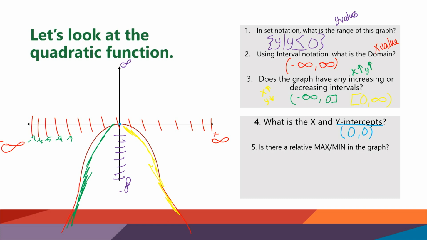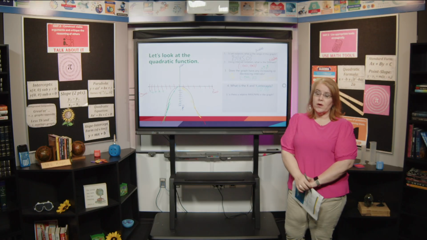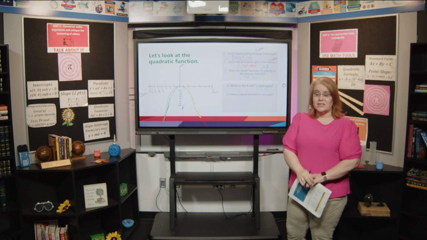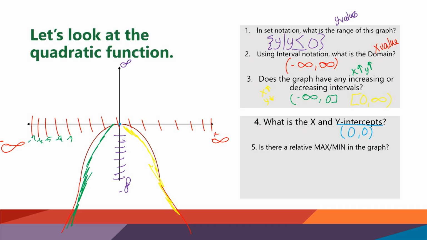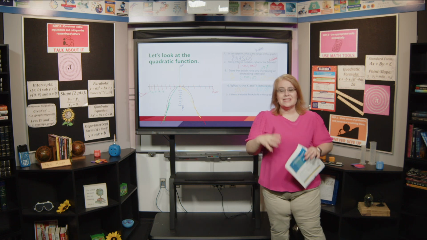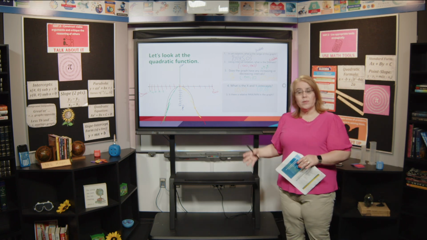Now, what about that x-intercept? Ms. Killen, I don't see where it crosses the x-axis. You don't see where it crosses, but you see where it touches. Where does it touch the x-axis? Same place. It touches my x-axis at 0, 0. Ms. Killen, are you saying that your x and your y-intercepts can be in the same place? Absolutely. Those x and y-intercepts can be in the same place.